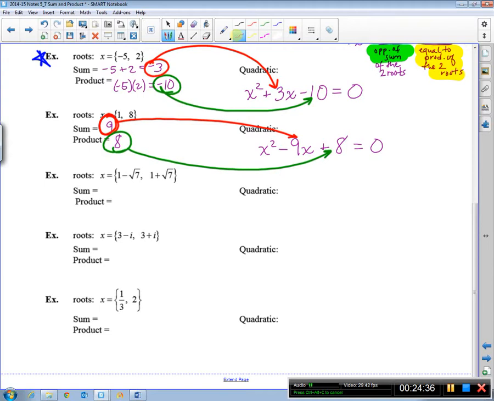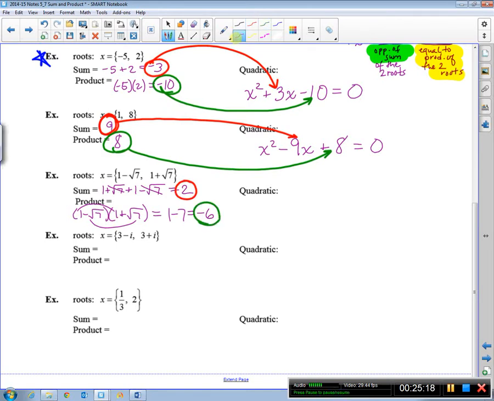Okay, radical roots. So what do we get when we add 1 plus the square root of 7 plus 1 minus the square root of 7? It's easier than it looks. Those drop out, and we get 2. Product of those roots, FOIL. 1 times 1, drop out, minus 7. I'm foiling two conjugates, so they're going to be dropouts. Negative 6. All right, we have a 2, and we have a negative 6.